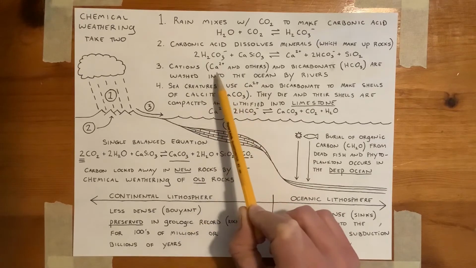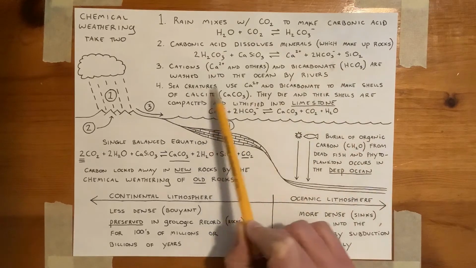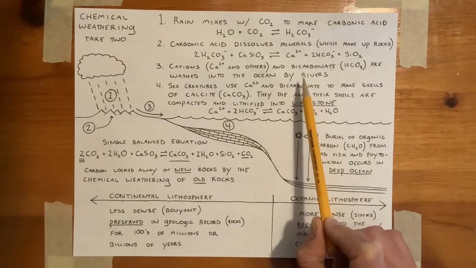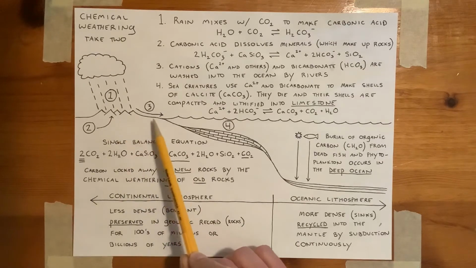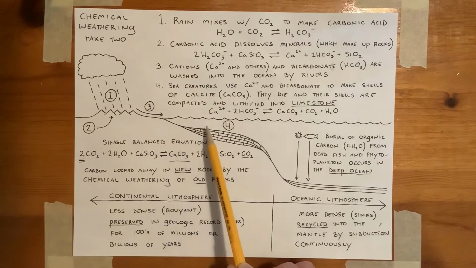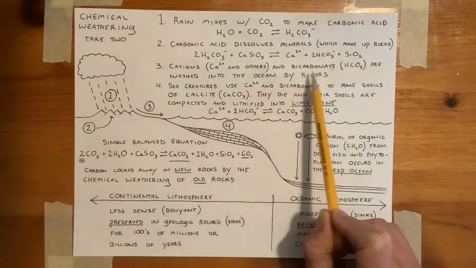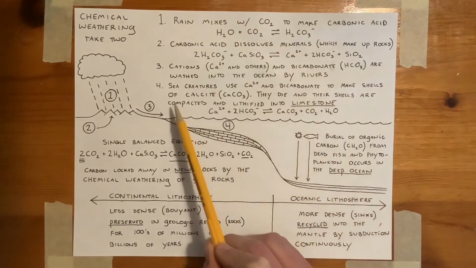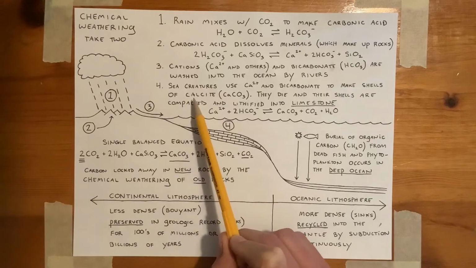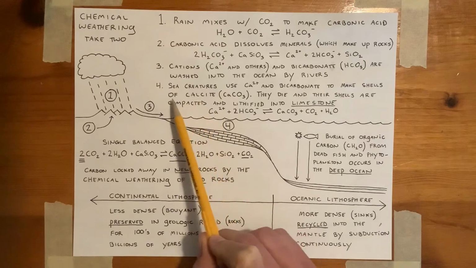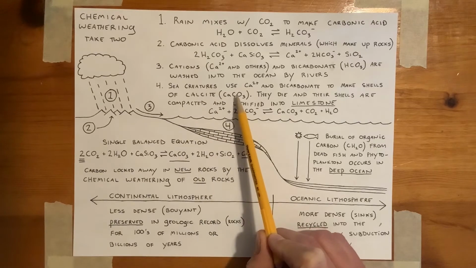So cations like calcium and bicarbonate, HCO3, are washed into the ocean by rivers. The rainwater dissolves the rock, and then that rainwater runs away in rivers and eventually makes its way to the ocean. When it gets to the ocean, it's carrying calcium and bicarbonate with it. Finally, once that water and those cations and bicarbonate enter the sea, they're available for sea critters to use to make their shells.